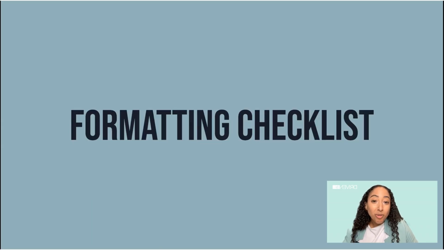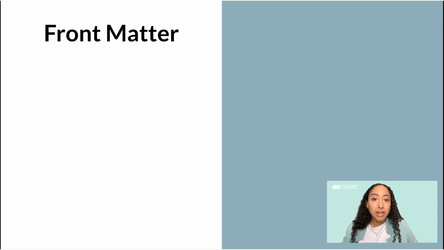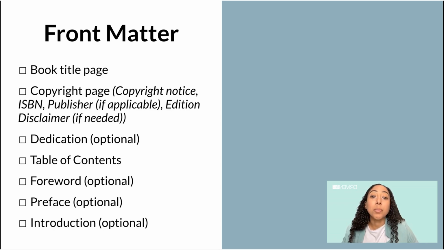I'm going to share some quick formatting checklists to run through before you complete the manuscript. For what's called the front matter, make sure that you have your book title page, the copyright page that we mentioned before. You may want to include a dedication page. You'll need a table of contents, and you may want to consider having a foreword, which is just a short introductory section at the beginning of your book, which is usually written by someone else. Or you might consider a preface or introduction.